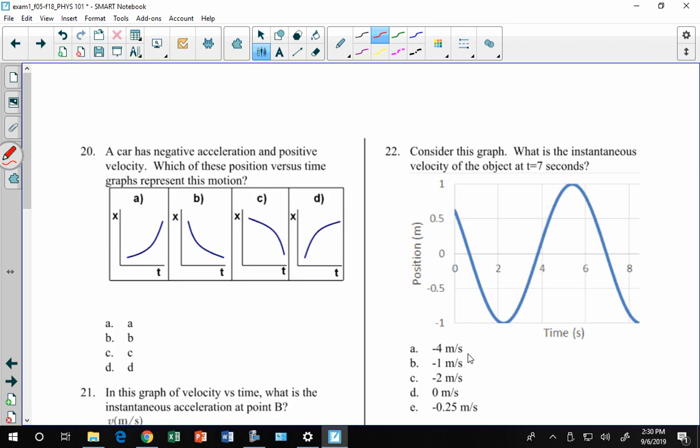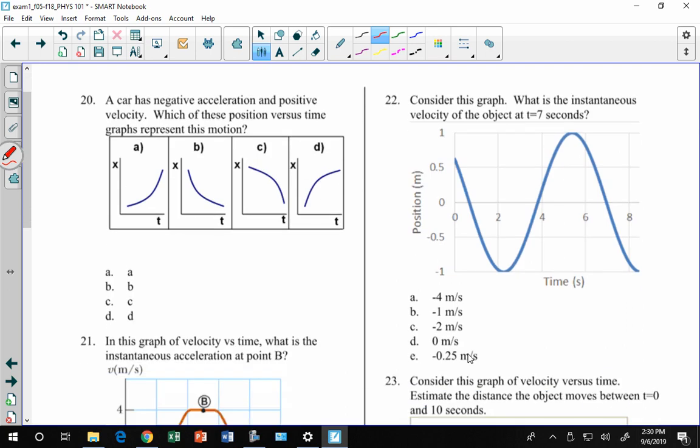Oh, that's vectors. Car has negative acceleration and positive velocity. Which is it? A, B, C, or D? Well, the acceleration is kind of hard to do. Like, you have to think about it. But you can get rid of some, because I'm only looking for ones with positive velocity. Which ones can I get rid of? B and C. That one has a negative. That one also is negative.